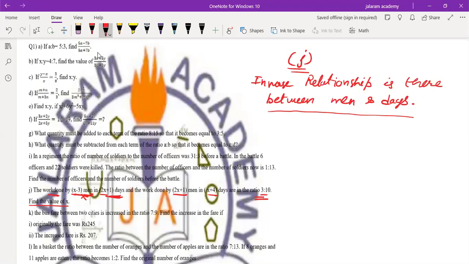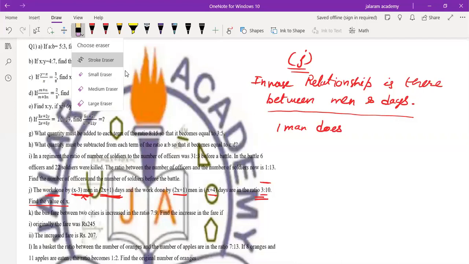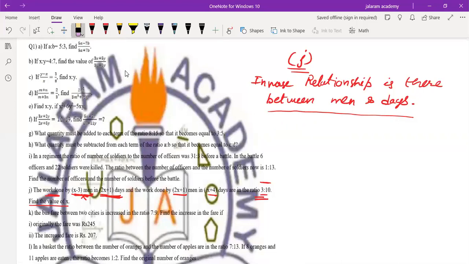So how do we find this ratio 3:10? We have to find the work done by x minus 3 men in 2x plus 1 days. For this, we assume the work done by one man. This statement is very important, remember it in these types of questions. As we have been given the ratio of work done, we will find the work done for both statements, and how to find it is also very important.